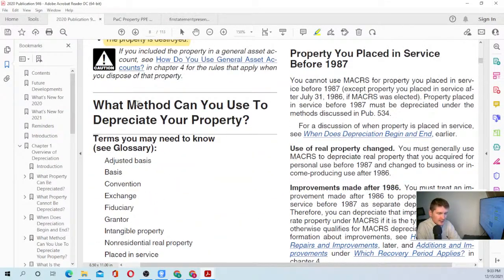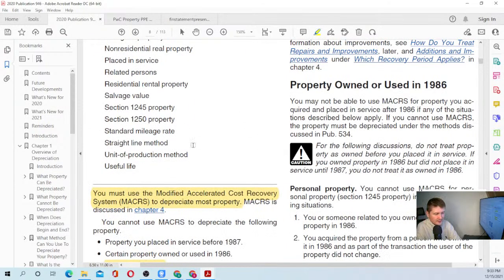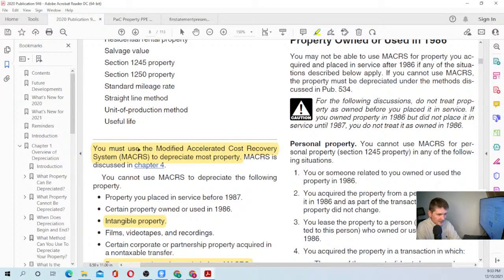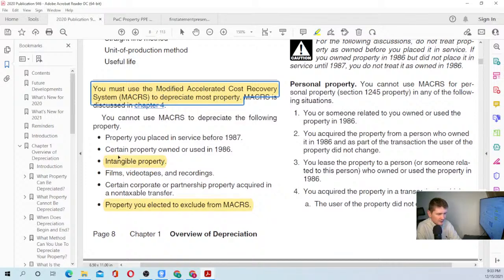What methods can we use to depreciate the property? Here lies one of the biggest differences with accounting. We must use the Modified Accelerated Cost Recovery System to depreciate most property. We use that system in every situation with a few exceptions.